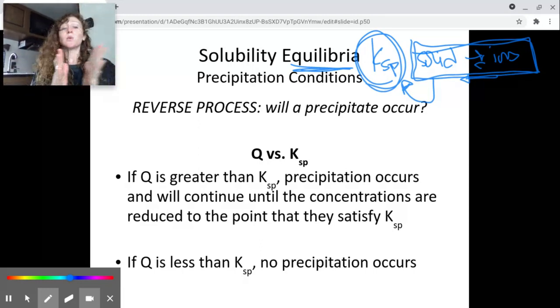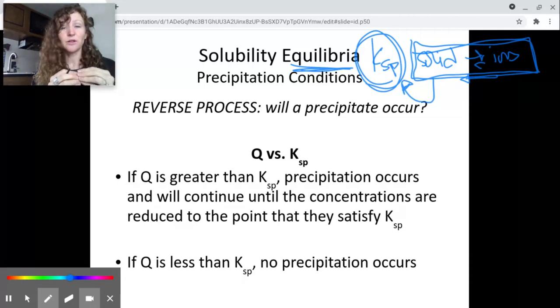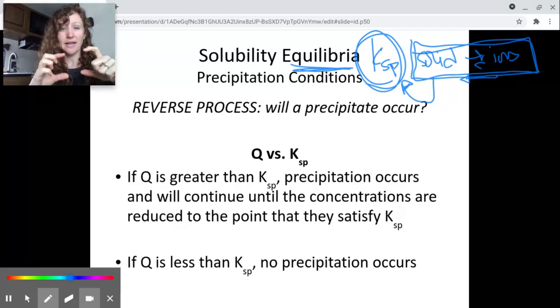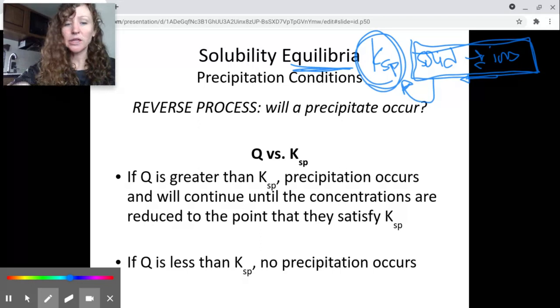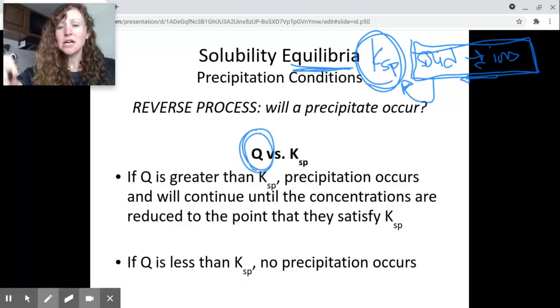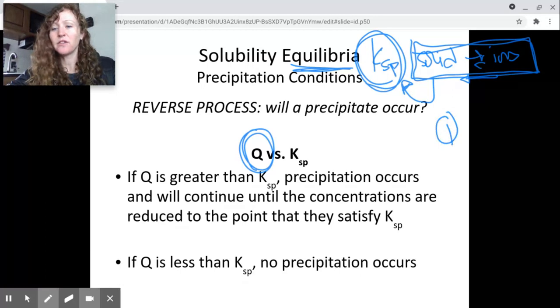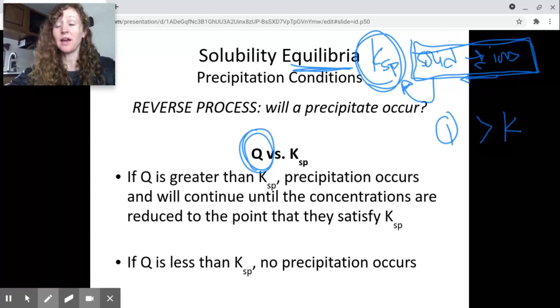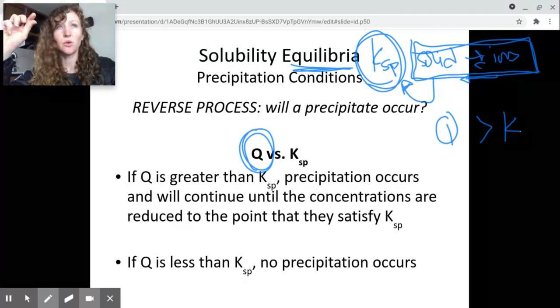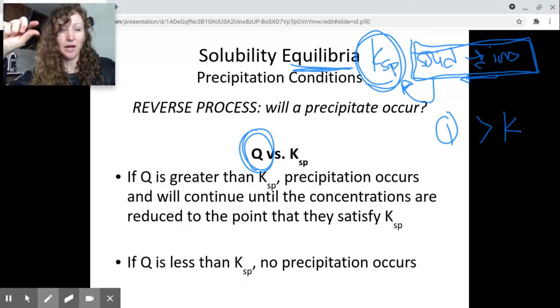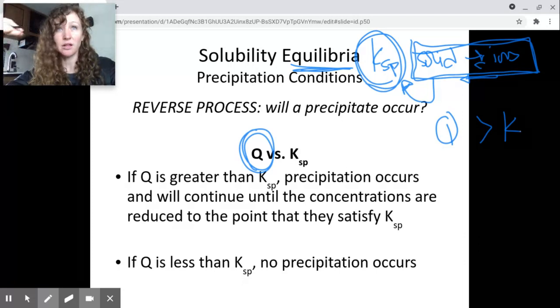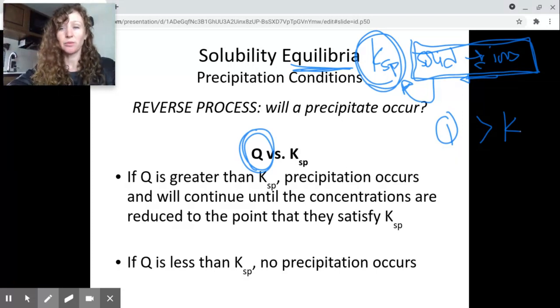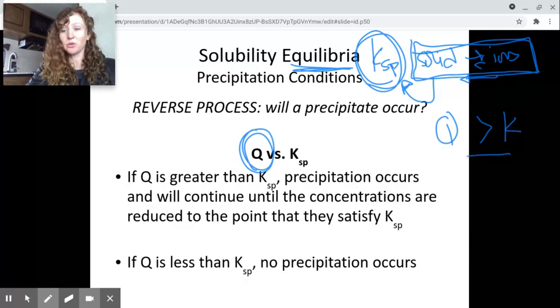Okay, so when we're dealing with this idea of if precipitation will occur, we're going to look at where we stand now, right? We're going to look at that same law of mass action fraction where the amounts are presently, and that's what Q is. Okay, so let's think through this again. If Q is greater than K, right? Q, that fraction, those products have to get smaller in order to reach equilibrium. So that would be the reverse reaction.